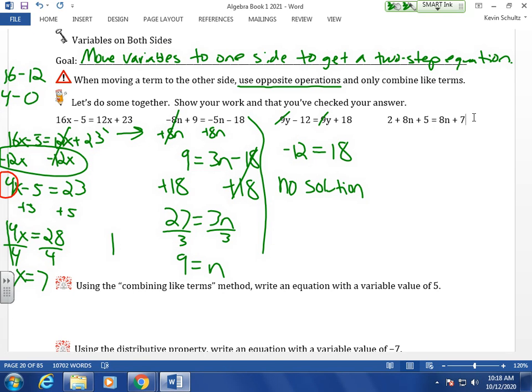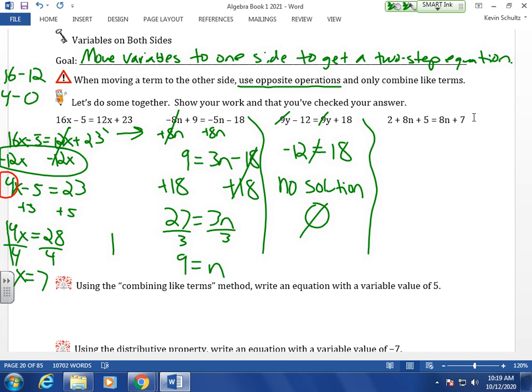So if you've got variables on both sides and they cancel out, and you're left with an equation that is not true, -12 is not equal to 18, there is no solution. And that's the symbol, by the way, the no solution symbol is a 0 with a line through it. Not 0, but a 0 with a line through it. No solution.